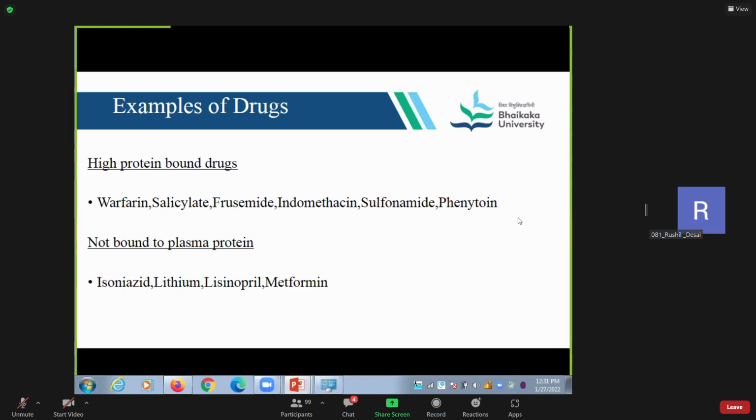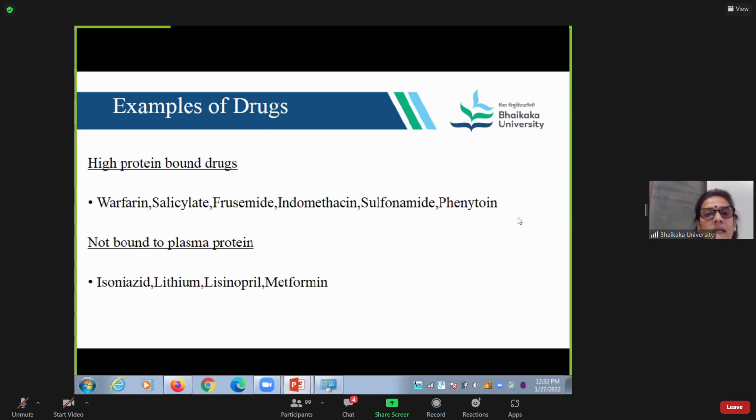Rushil, fine? Yes, ma'am. So what are the examples of such drugs? These questions we usually ask in viva. I know that you cannot remember all the drugs right now, but just remember one or two names. Say, for example, highly protein-bound drugs are warfarin, which I explained. Then salicylate, which is also a highly plasma protein bound drug. So it will stay longer in the body. If somebody is taking salicylate preparations without monitoring, that may lead to toxicity. Same as salicylate is aspirin. These drugs are all considered non-steroidal anti-inflammatory drugs.